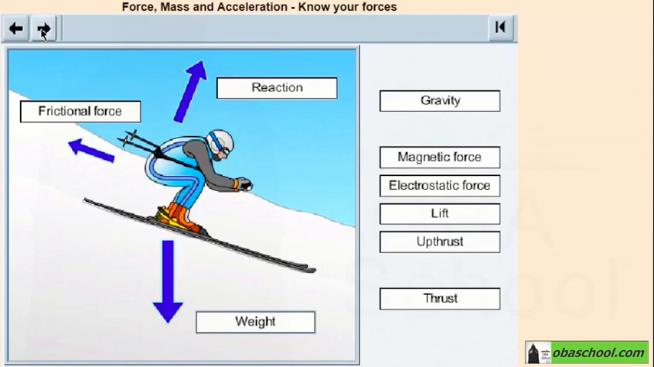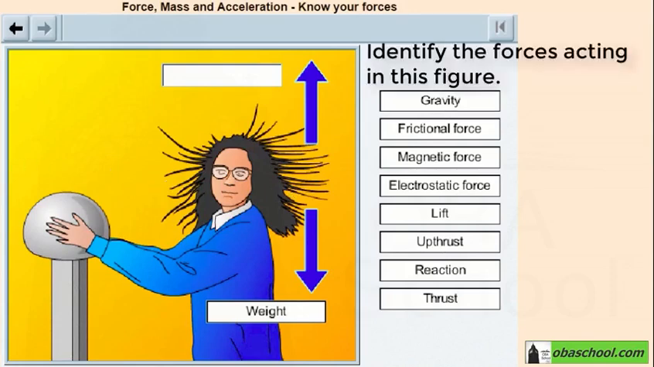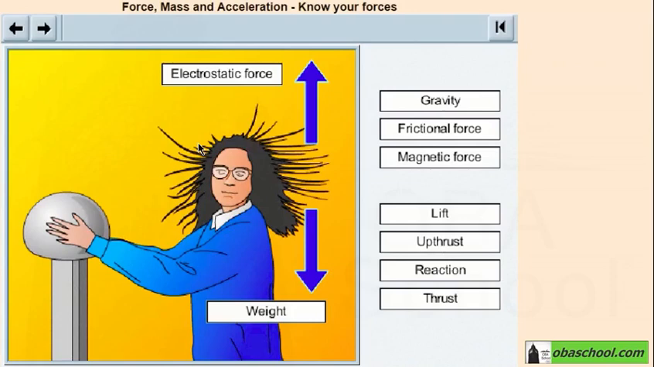Now let's proceed to a different situation. Identify the forces in this figure. So the force here is the electrostatic force. We identify the electrostatic force by the force between charges.